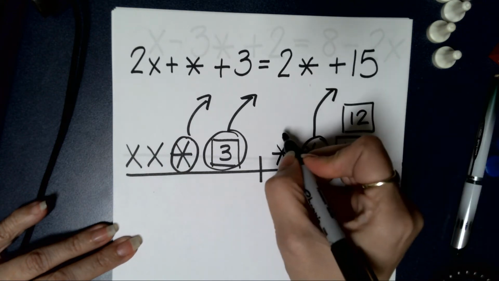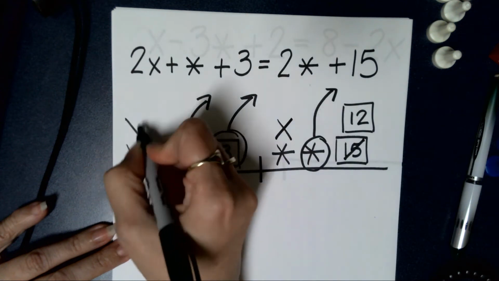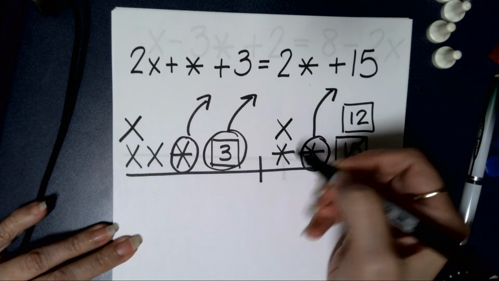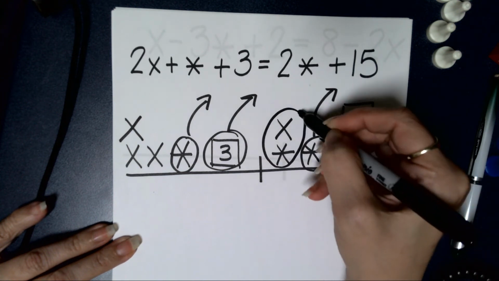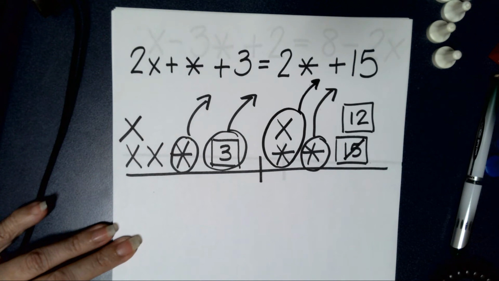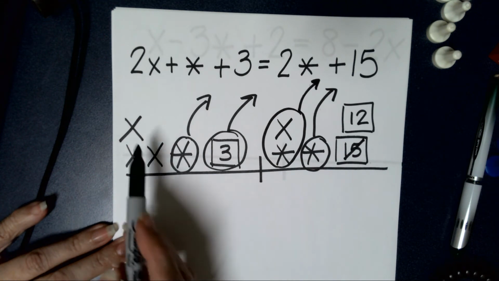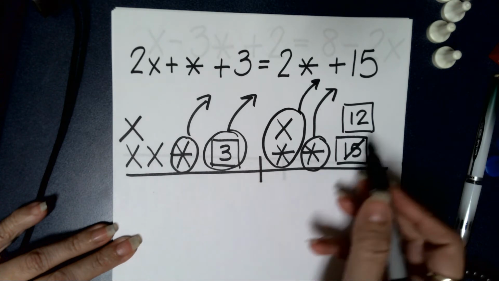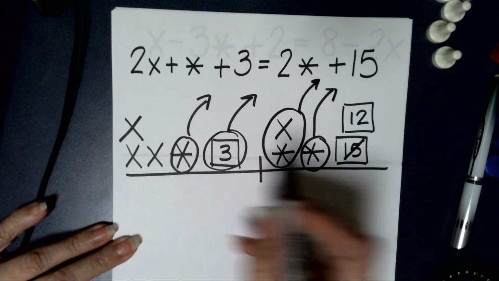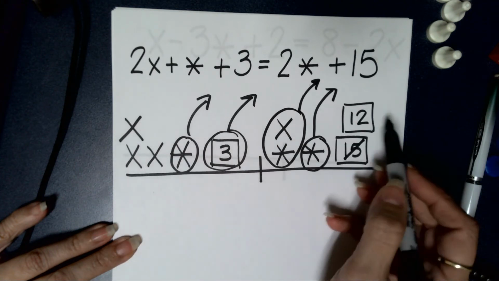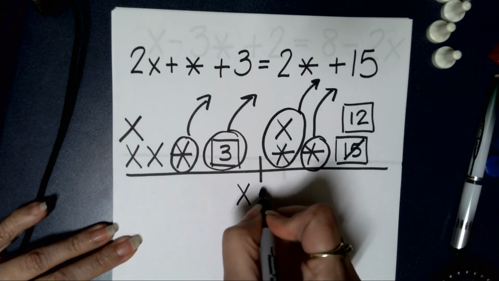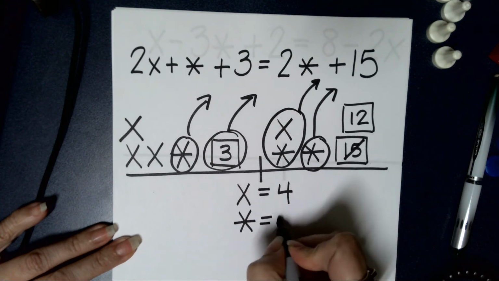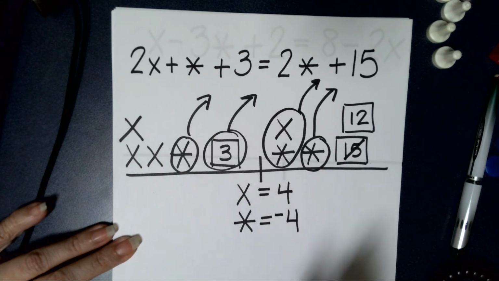So let's add a pawn to each side of the equation. What happens when I have a pawn and a star? That's a 0 pair. We'll take that off. On the left hand side we now are left with 3 x's, and on the right we have 12. So if we have 3 x's, or 3 pawns equals 12, then 1 pawn equals 4. Star would be equal to the opposite of 4, or negative 4.